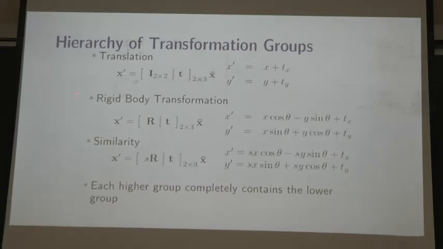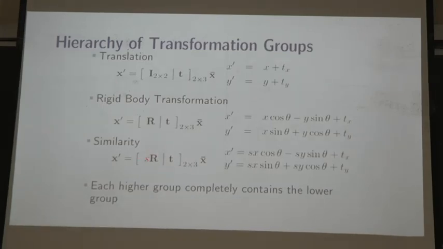In fact, the translation group is contained within this group, right? Because in the rigid body transformation, I can choose any R and T, and if I choose R to be identity, then it's a pure translation. So the translation group is a subgroup of the rigid body transformation. It's like a hierarchy. The rigid body transformation encompasses a lot of transformations. Some of them are pure translations.